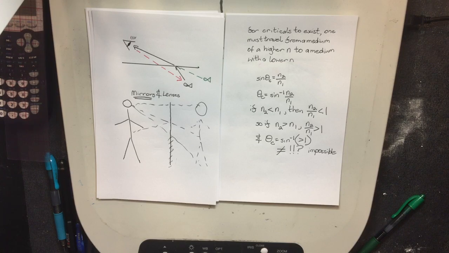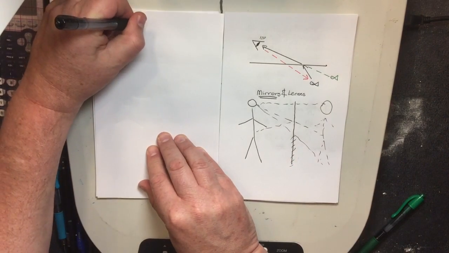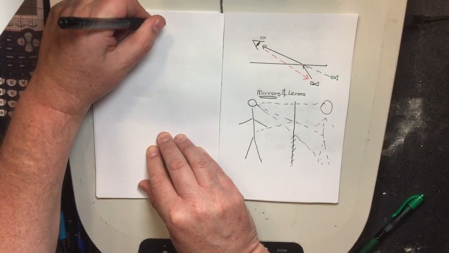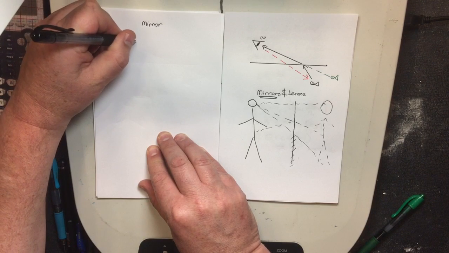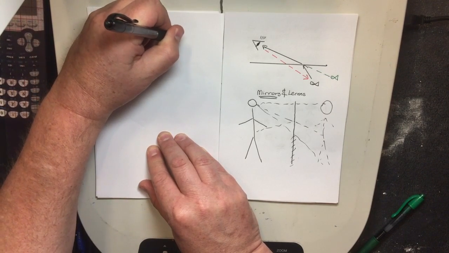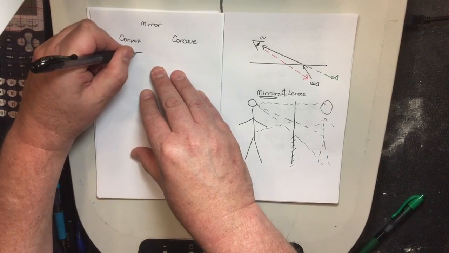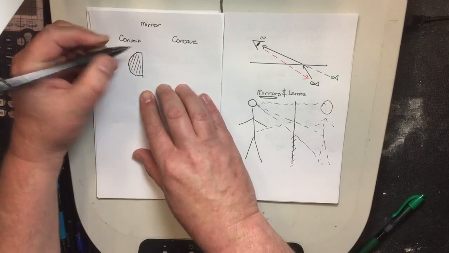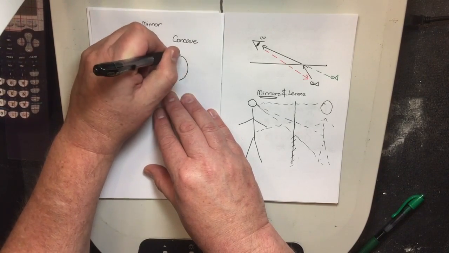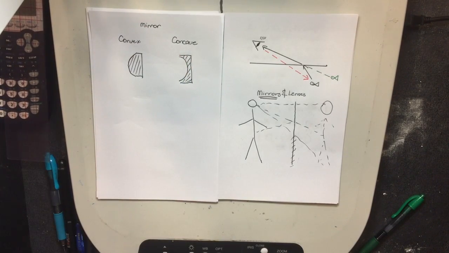In a mirror, you have convex mirrors and concave mirrors. With a convex mirror, the surface bows outward. With a concave mirror, it bows inward. Okay. Now these mirrors reflect.